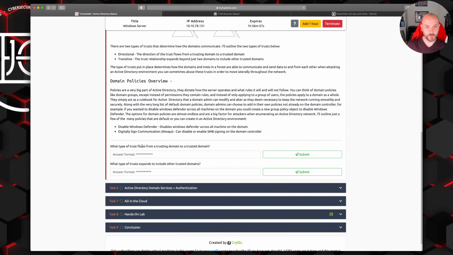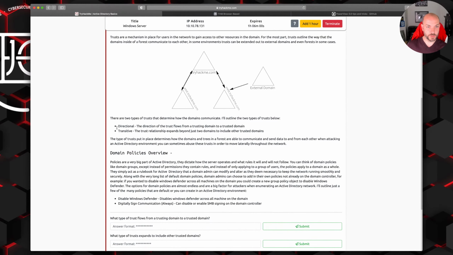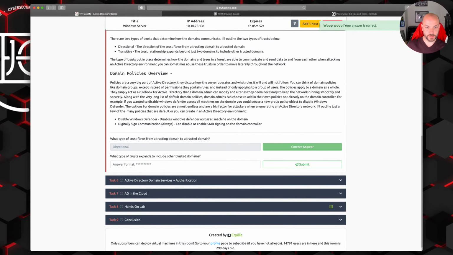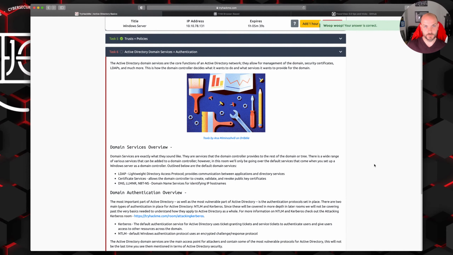All right, question. What type of trust flows from a trusting domain to a trusted domain? We were talking about directional. All right. And then what type of trust expands to include other trusted domains? Transitive. All right. Any questions so far on any of that?